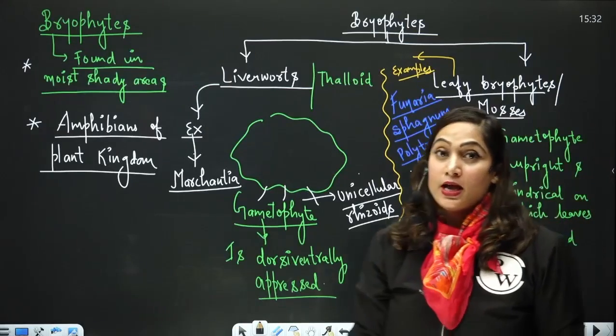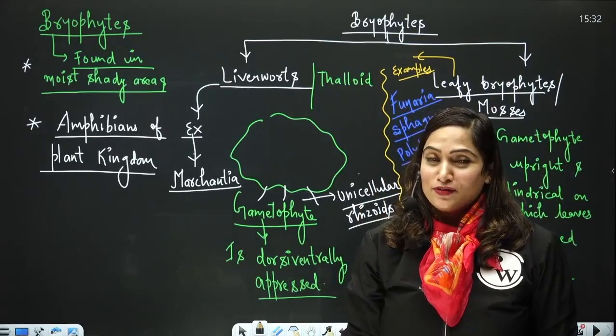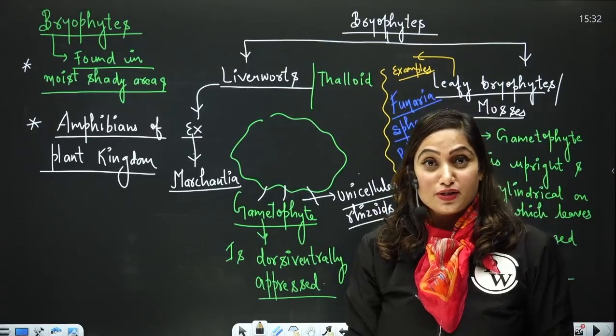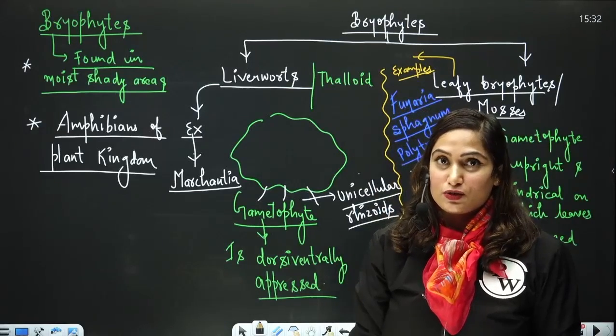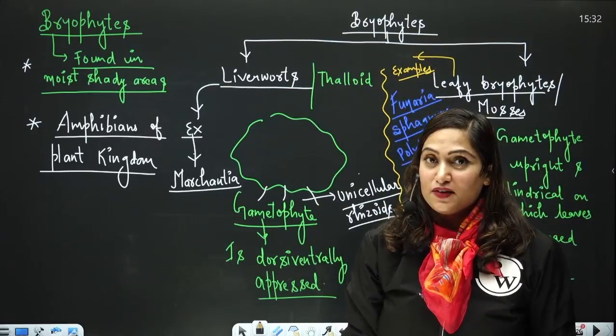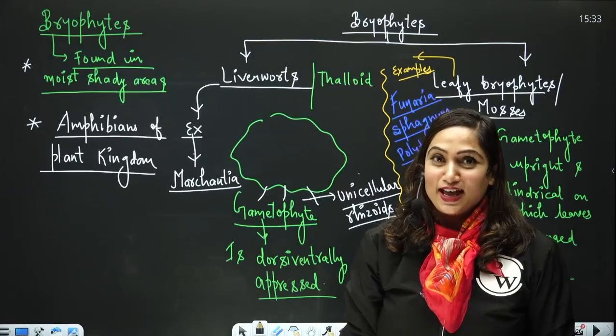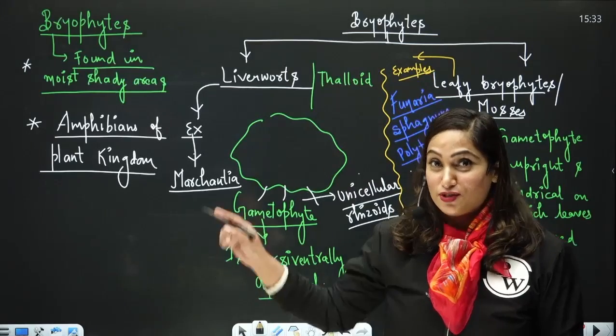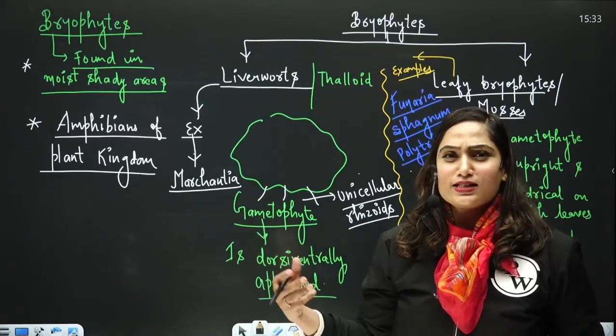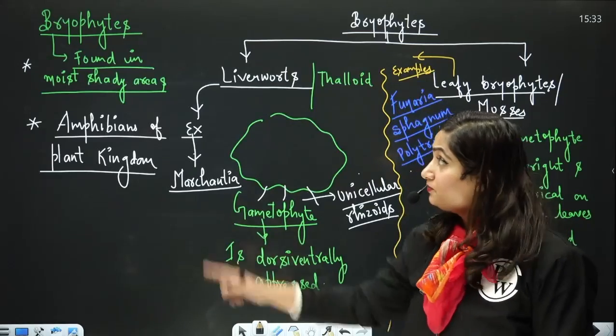Yeah, beta. We know many things about bryophytes now. That bryophytes are the first land plants, first terrestrial plants. The dominant phase of life cycle is gametophyte, and they all are homosporous. We have just learned it in the table. Now let's know something more about bryophytes.